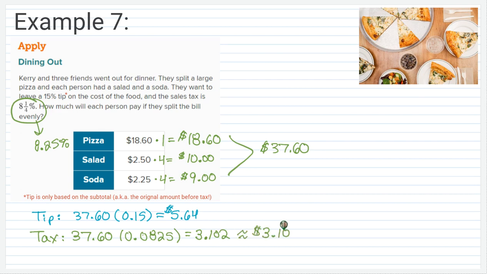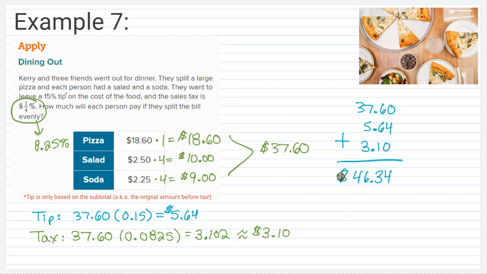So again, that is my amount of tax that I'm paying. So to figure out my total, I can take $37.60, because again, that's my subtotal. We're going to add the amount of tip, $5.64 is what we're paying, and then $3.10 is the amount of tax. So if I add all of those prices together, we get a grand total of $46.34.